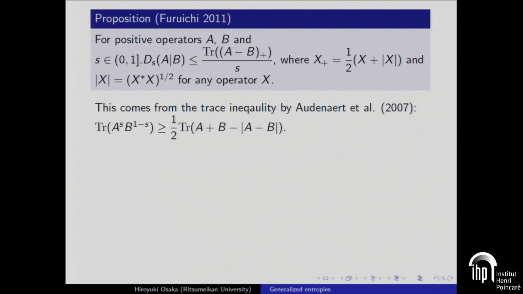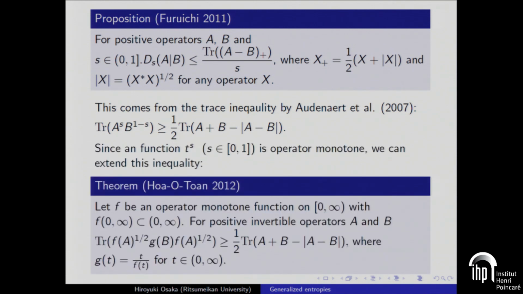And when I found this inequality, I thought that we can extend it to a more general operator monotone function, because the s power means t to the s power, and t to the s power is an operator monotone function. And in fact, we can extend it like this one. Let f be an operator monotone function on (0, infinity) satisfying this one. Then for positive invertible operators, we can get this inequality. This is an extended version of Audenaert's. This is the generalized Powers-Størmer inequality. This inequality is used in quantum hypothesis testing theory. That's why we believe that this inequality is also useful for quantum hypothesis testing theory. But I don't know.